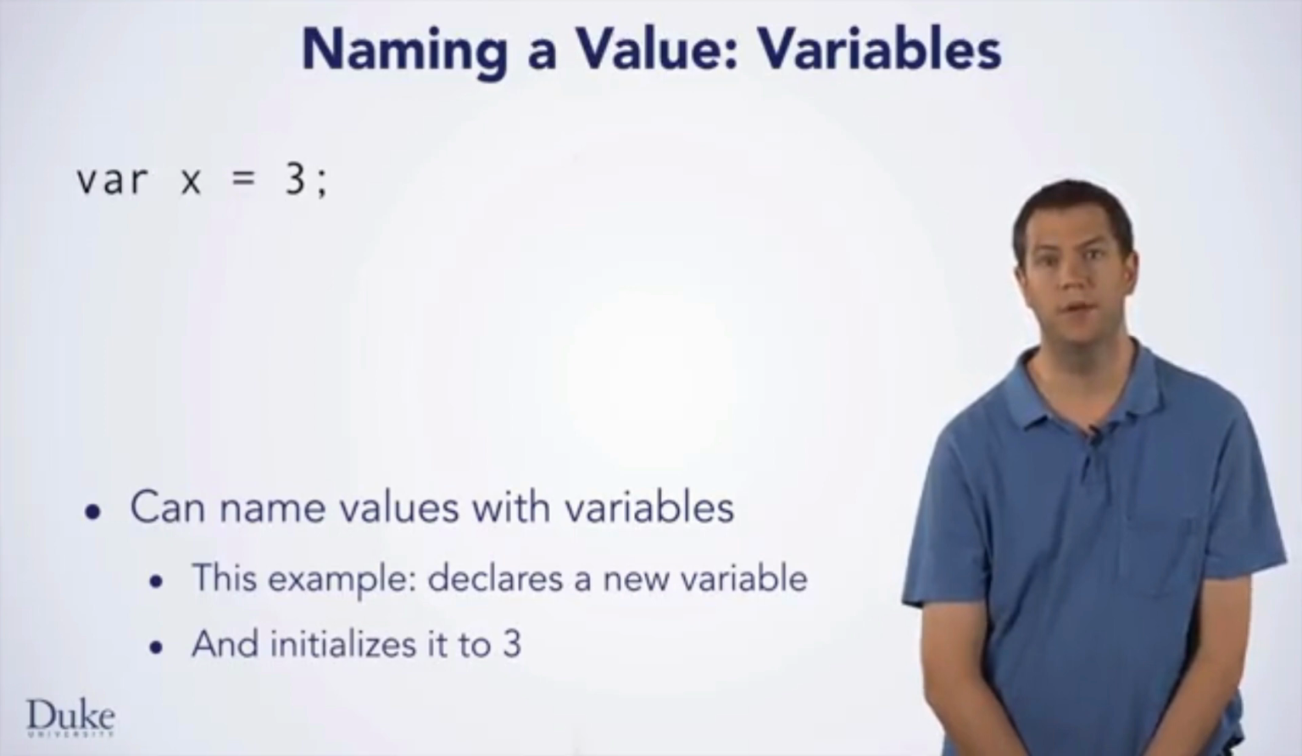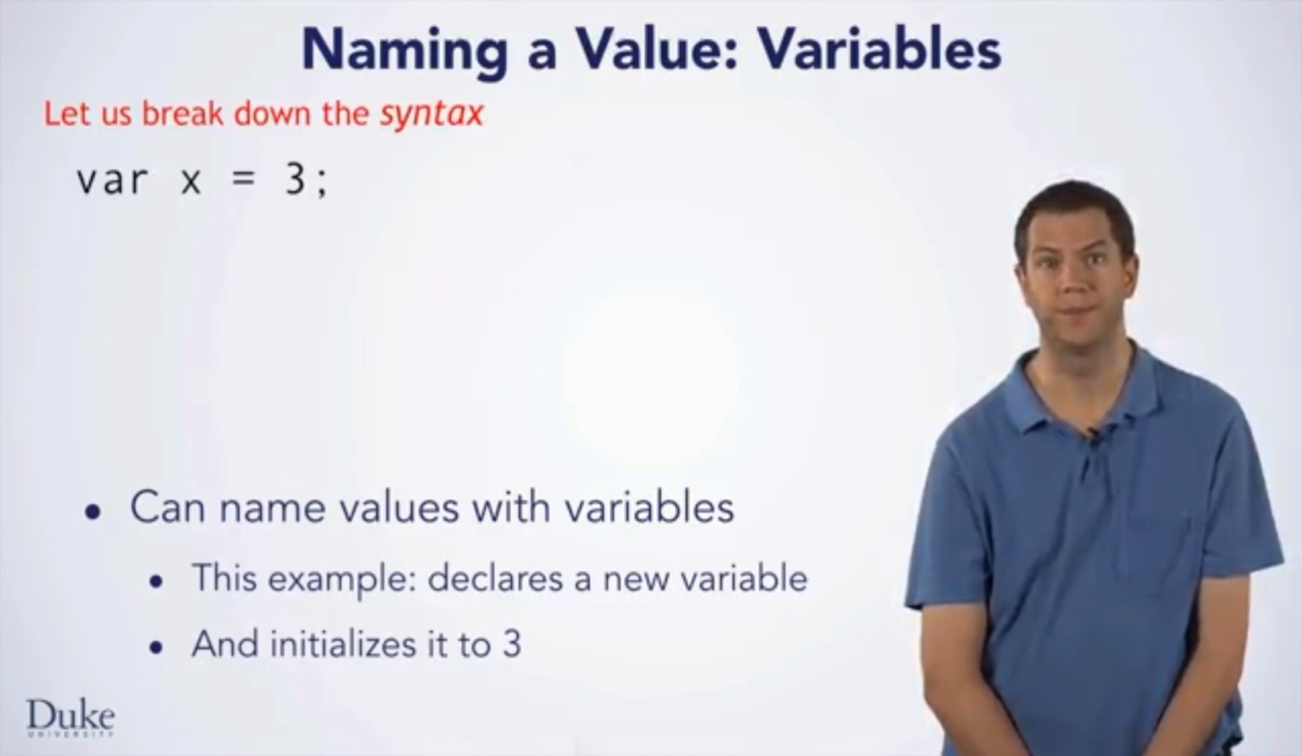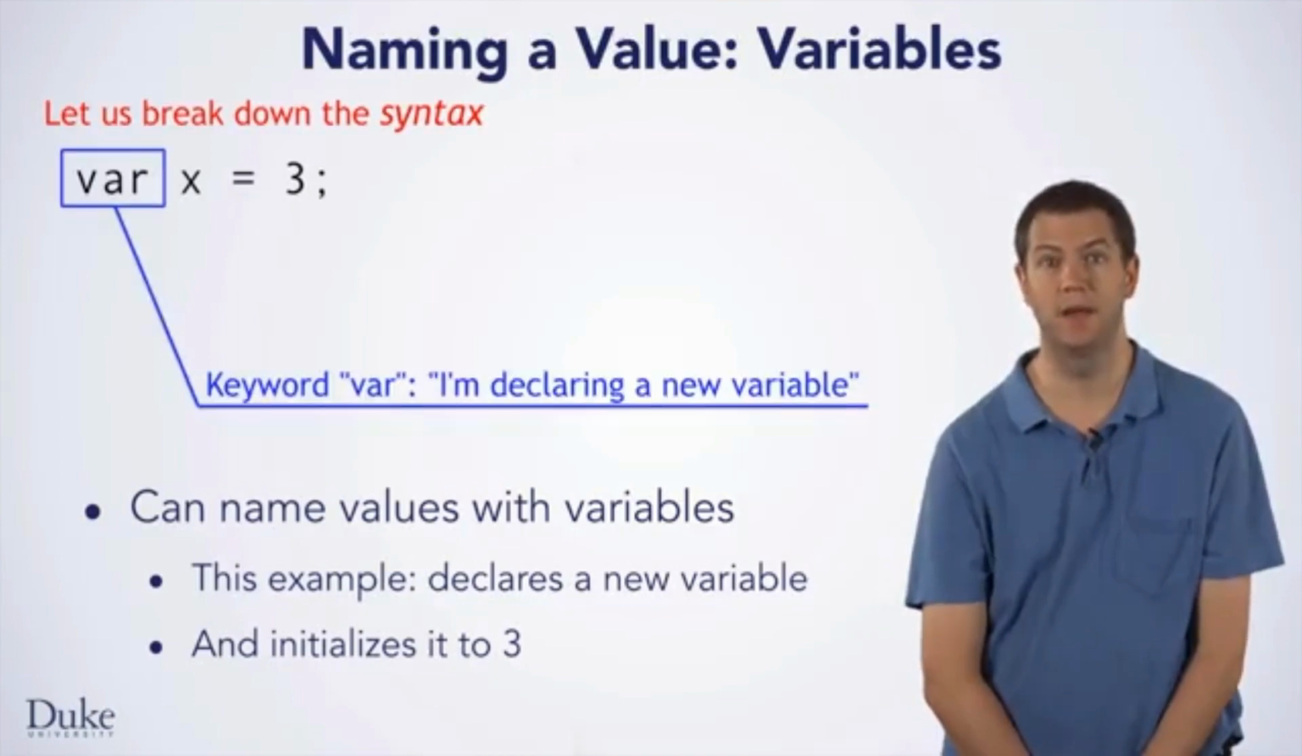Here is an example of a JavaScript statement which declares a variable called x and initializes it to 3. Declaring a variable means telling JavaScript that you want it to make a new variable. Initializing a variable means giving it the first value that it should hold when you create it. Some languages do not require you to initialize variables, but it is a good idea to always do so. Let us take a minute to break down the syntax of this statement.